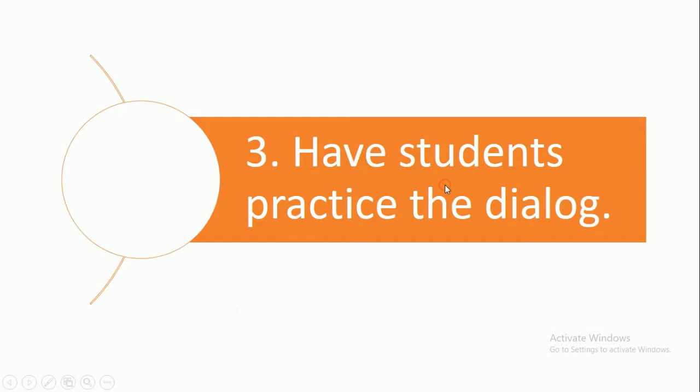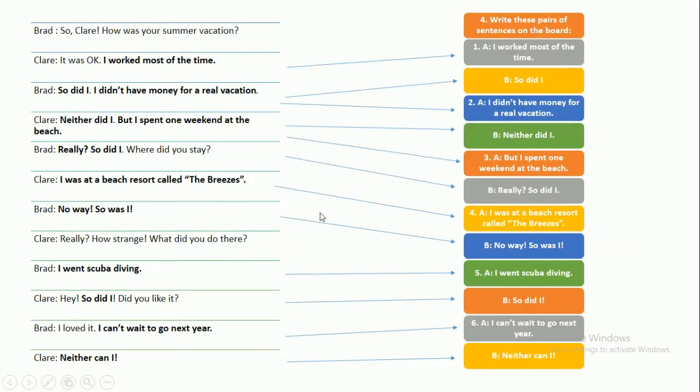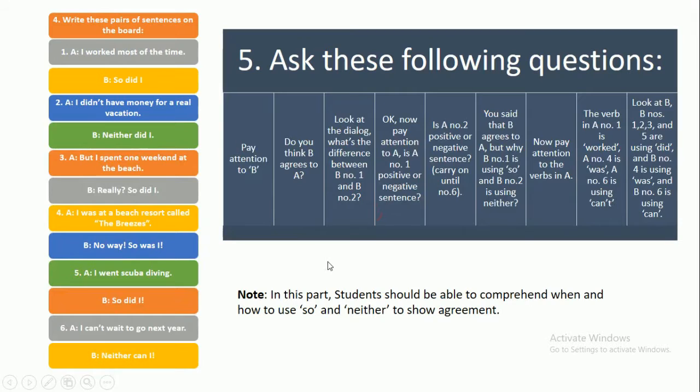Okay, so when students are listening, they are going to fill in the blanks of activity 1. And then after that, they are going to practice the dialogue. And then after students are practicing the dialogue, teacher is going to write some statements from the dialogue. So teacher is going to make it from number 1 until number 6. A is the statement, B is actually the response. So it is taken from the dialogue. And after that, teacher is going to ask these following questions.